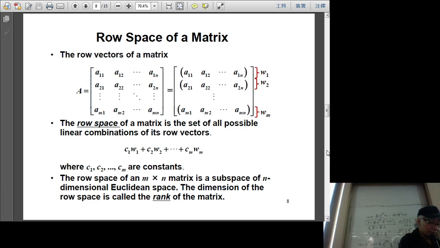And then let us look at the row space of a matrix. The row space of a matrix means its rows as basis vectors. So you have W1, which is A11, A12 to A1n, W2 is A21, A22 to A2n, up to Wm, which is Am1, Am2 to Amn. So I have a total of m row vectors. Take C1 W1 plus C2 W2 plus up to Cm Wm, with m arbitrary constants. These create a space called the row space.